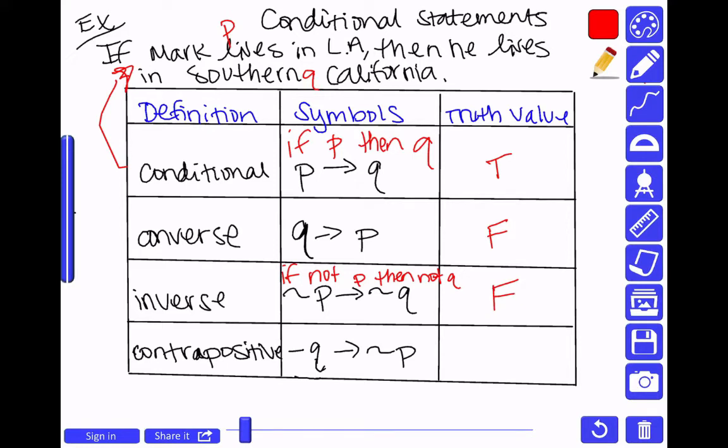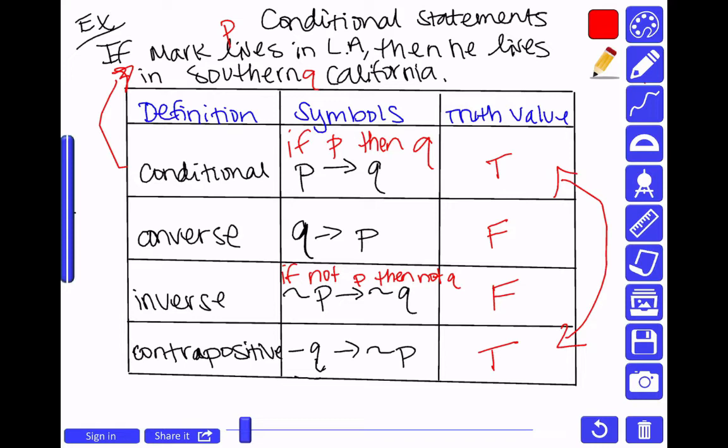The contrapositive is if not Q, then not P. And so this would be if he does not live in Southern California, then he does not live in LA, which is true. So what you will notice here is that the conditional and the contrapositive are logically equivalent. You need to write that down. This is always the case.